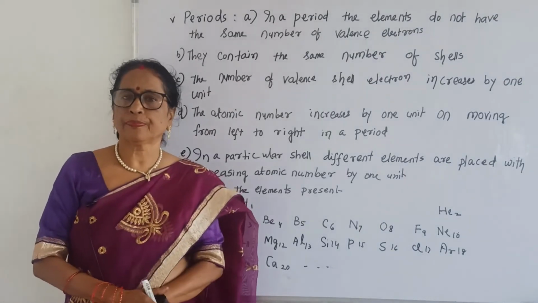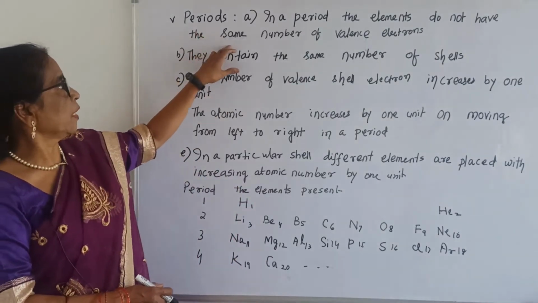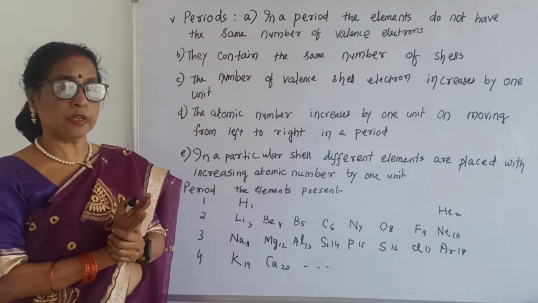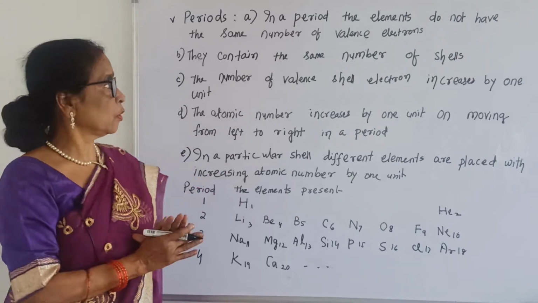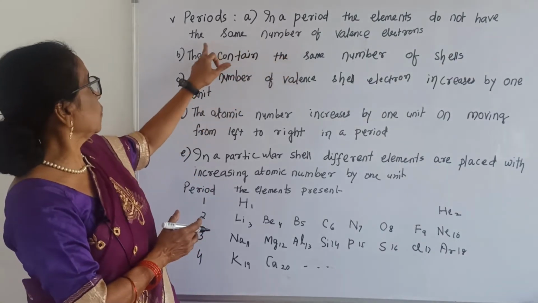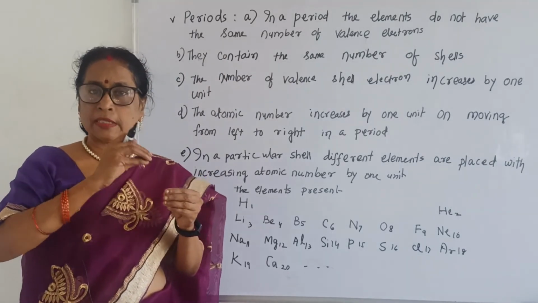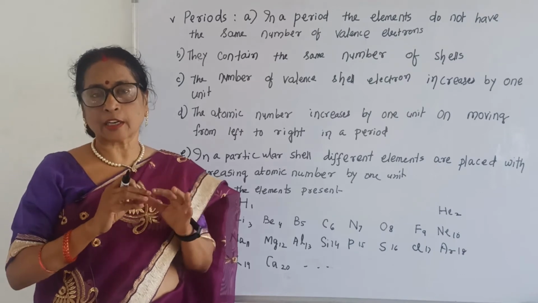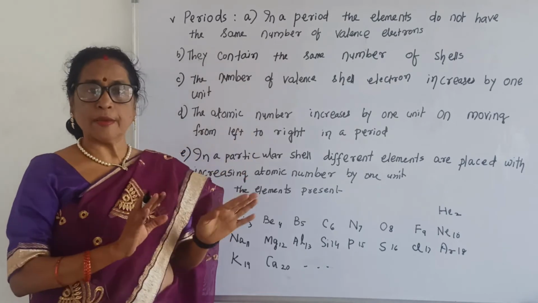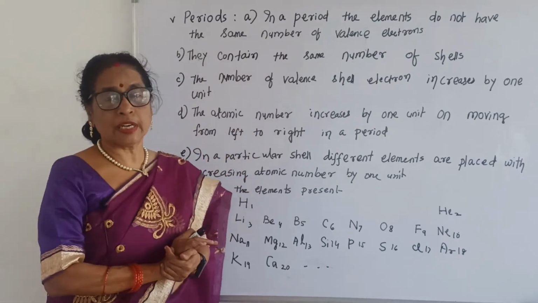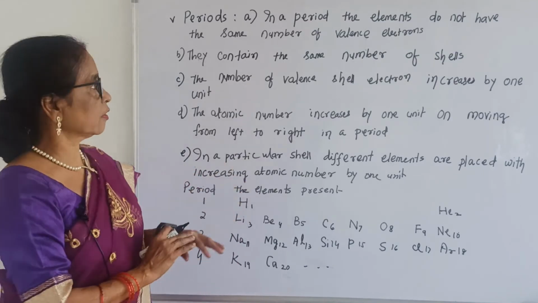Here you see what are the properties of a period. Properties of a period mean in a period, but how many periods did I tell you? 7 periods. Why? Because there are 7 horizontal rows. In a period, the elements do not have the same number of valence electrons, because the elements are arranged according to their increasing order of atomic number. That is why they never show the same number of valence electrons. It is only possible in a group, but in a period the valence electrons are different.